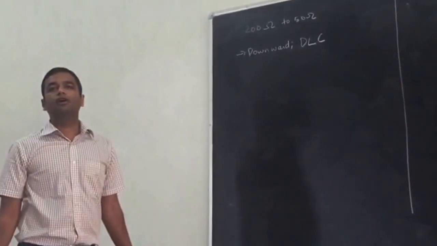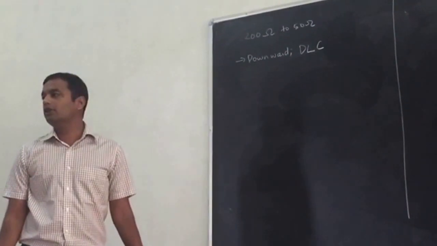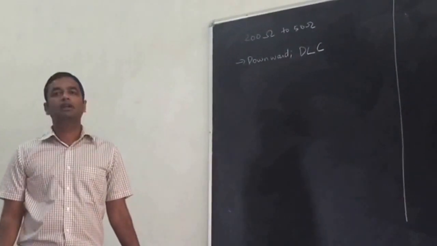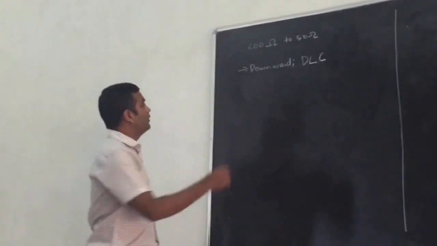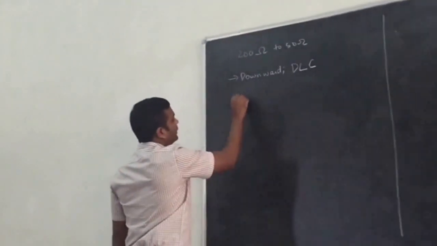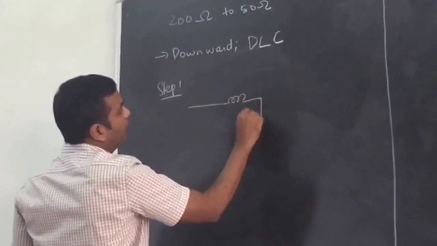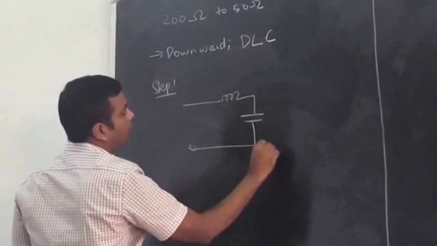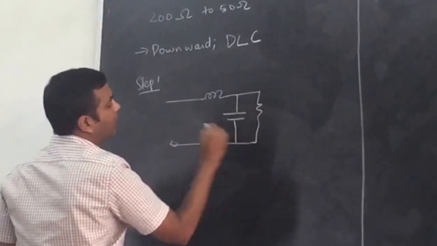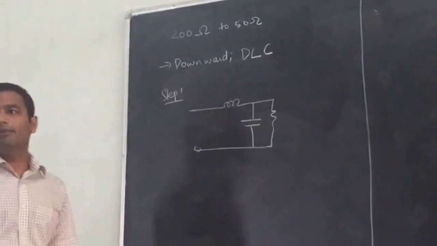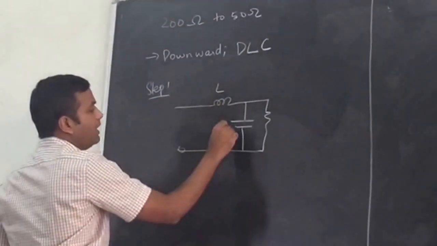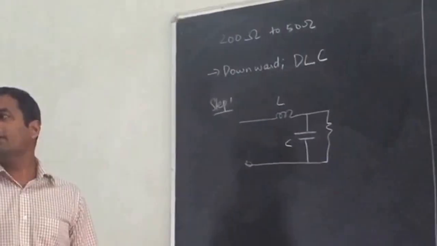So whenever you use downward transformation, you use which circuit? LC circuit. Remember that. So can we do step 1? First is L, C, and I have my impedance. This is my L and this is my C.